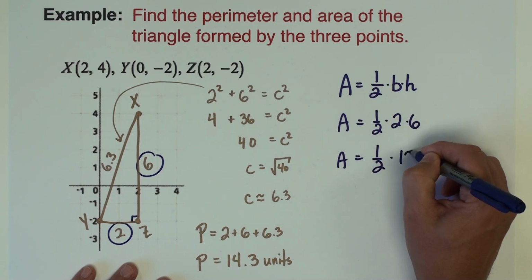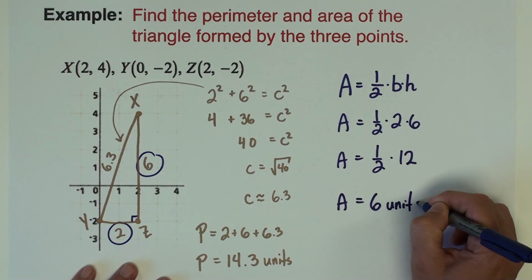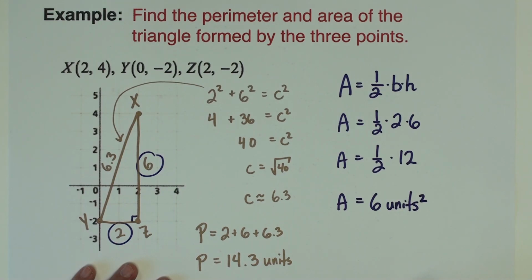2 times 6 is 12, and half of 12 is 6. Because this is area, we want the units to be squared.